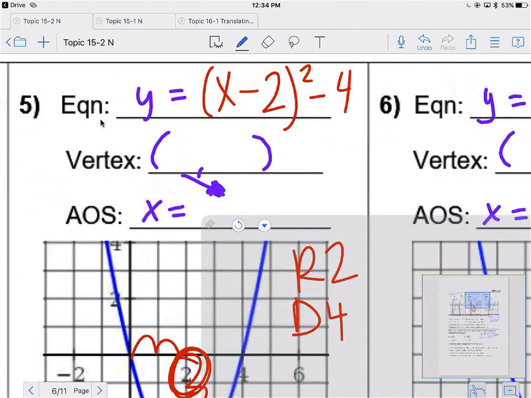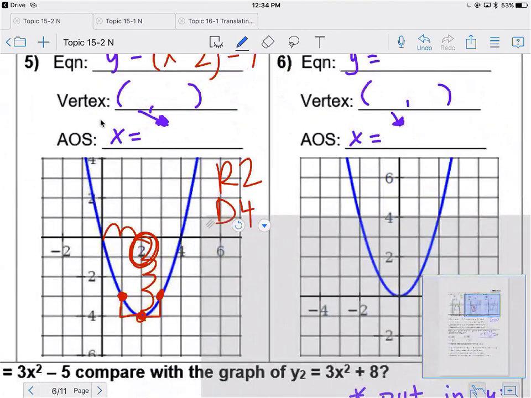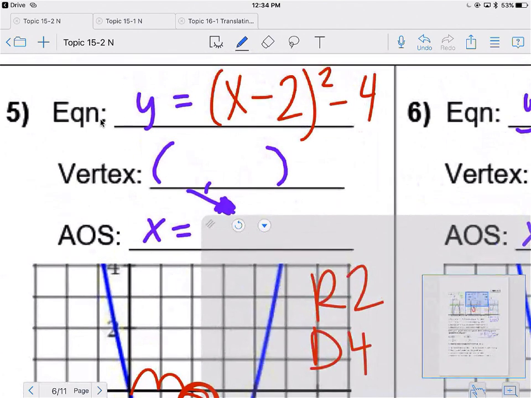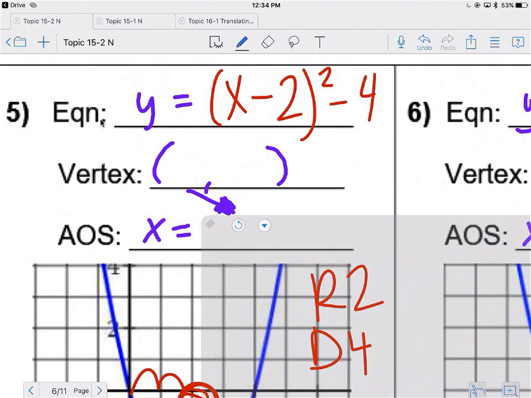So to identify my vertex, I can see it from my graph, but I'm going to show you how to do it from the equation. Your vertex is always the opposite sign of whatever's inside parentheses. So negative 2 turns into a positive 2.